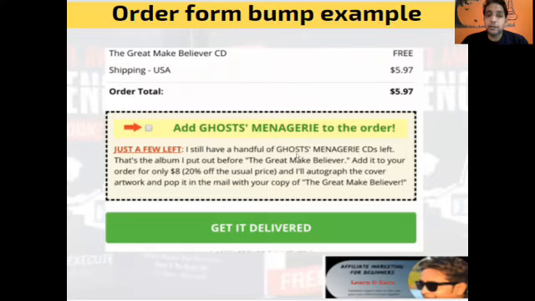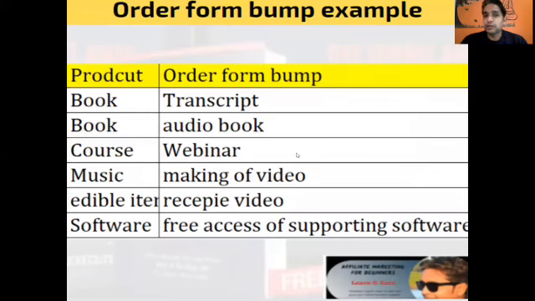Okay, so what can be the order form bump product? Your product will be the main product, and the byproduct of your product can be the order form bump. So let's understand with an example what can be the order form bump, what can be the byproduct for your product. Suppose you are selling a book, so the transcript of that particular book can be a byproduct, can be an order form bump that you can sell along with your book.